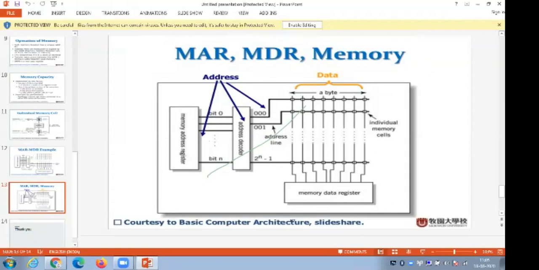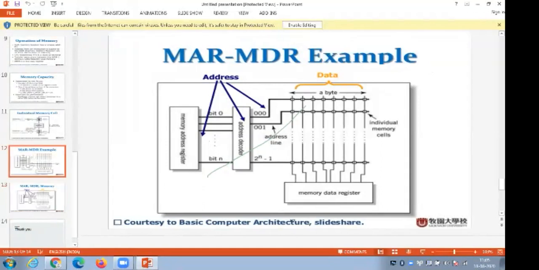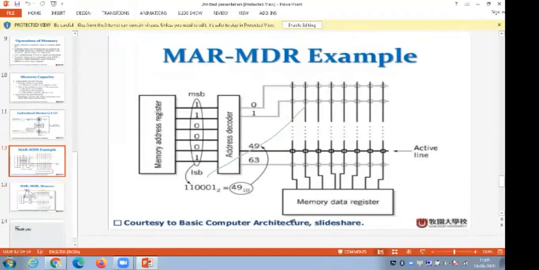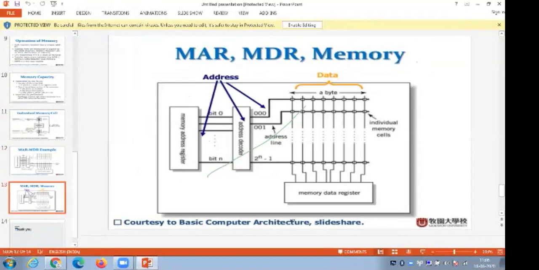So this is called MAR, memory address register, memory data register, memory. In the previous one, we saw the memory address register and memory data register example. This is an example which shows the basic computer architecture, how the storage is done in the memory. And this is an example of how the storage is done in MAR and MDR memory. Here, you need not be confused about anything. It is nothing but the address is stored, the data is stored. How the address is stored and how the data is stored is shown in this example clearly.